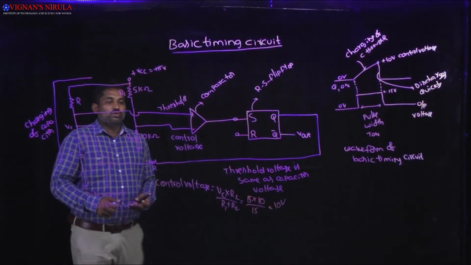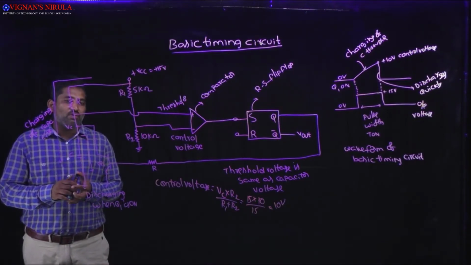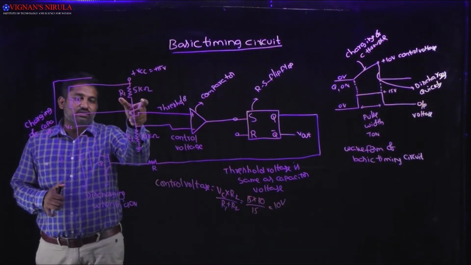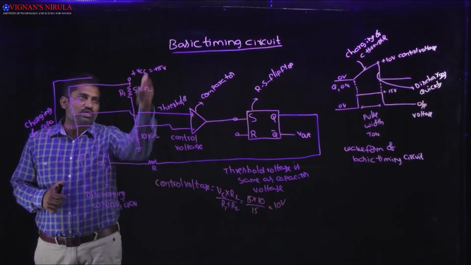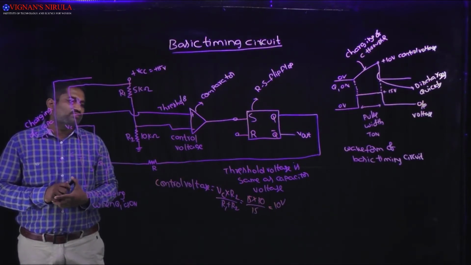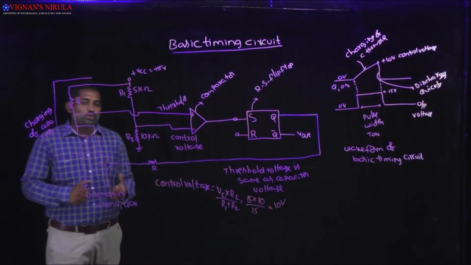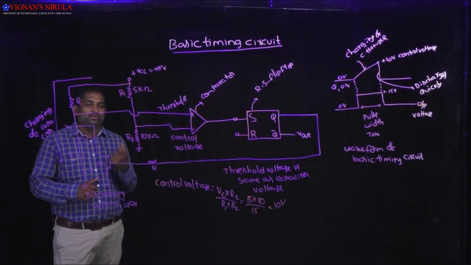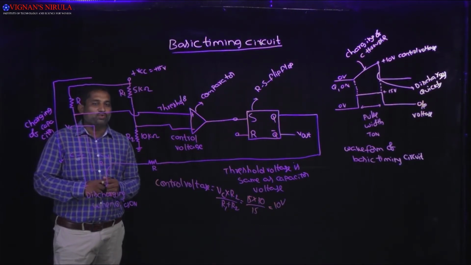So we are applying the control voltage with the help of the potential divider. Those resistance values are 5 kilo ohms and 10 kilo ohms, and the supply voltage VCC is 15 volts. With that, we set the reference voltage, which is the control voltage. In this case, that will be set to 10 volts.